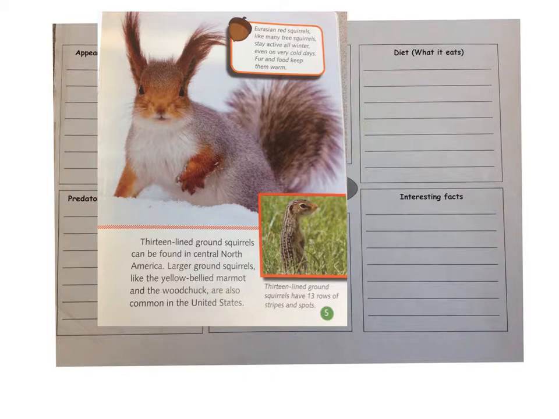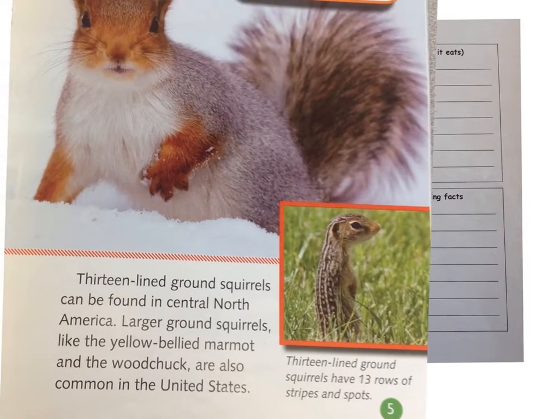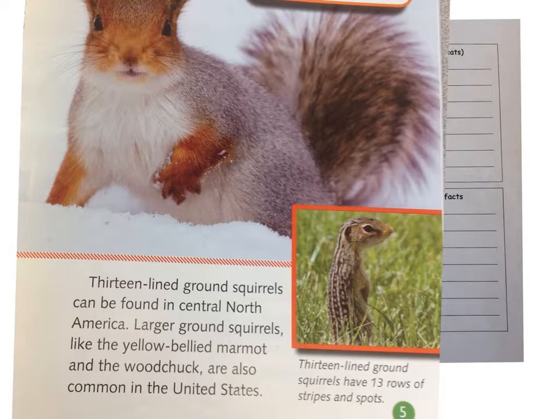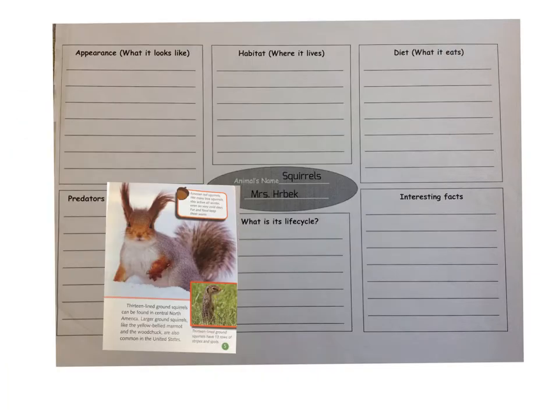Here's a picture of page 5 in my book. I'm going to read the page and see if I find any good information about food. It says 13-lined ground squirrels can be found in central North America. Larger ground squirrels like the yellow-bellied marmot and the woodchuck are also common in the United States. That didn't give me any good information about food, but it did give me a little bit of information about the habitat or where it lives.